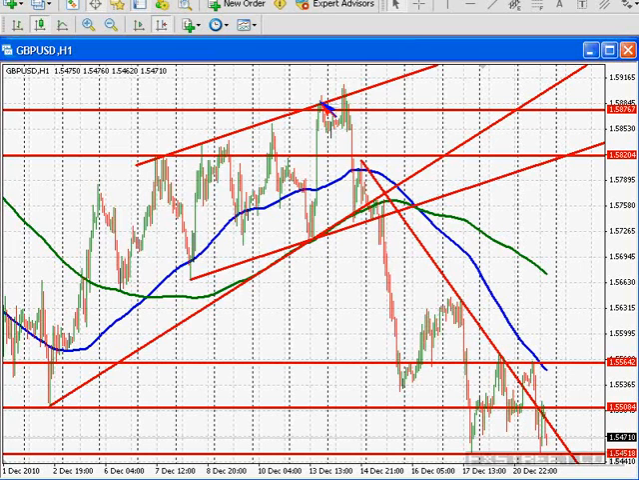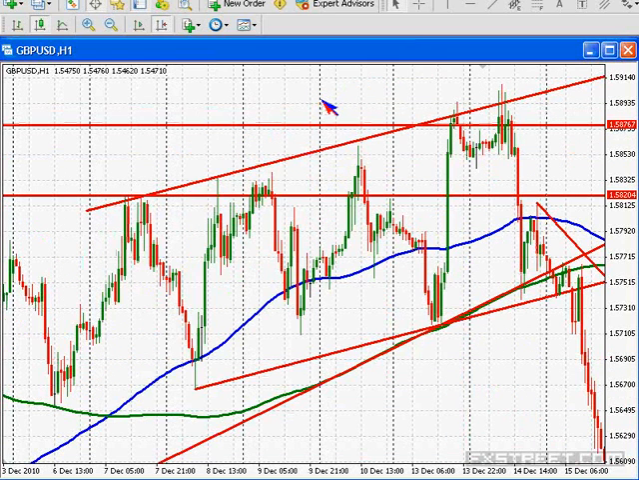And the market, what does it do? It goes back up to the top. And what do we do? We break through that level. And what does it do? It fails. It fails at the top.